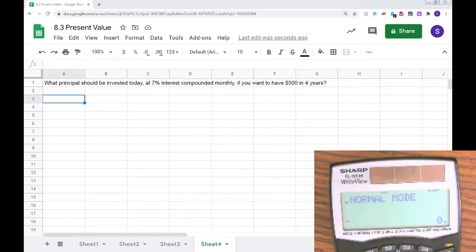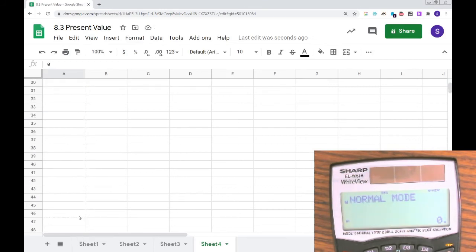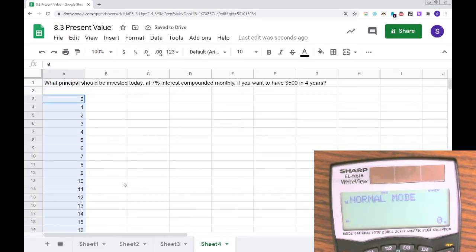What principal should be invested today at 7% interest compounded monthly if you want to have $500 in 4 years? So we're talking about compounding interest monthly, and it's over 4 years. So we have 48 stages of increase. So we'll start at 0. I'm going to select these two numbers and then drag and let it repeat. So I've got from 0 to 48.